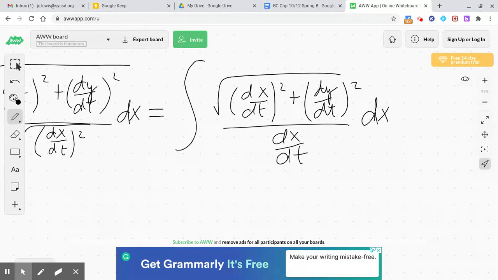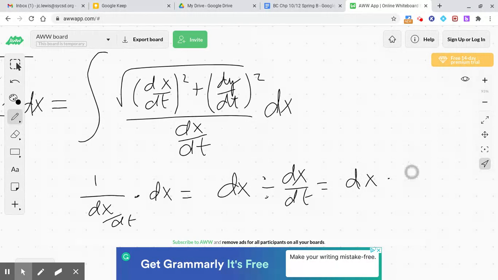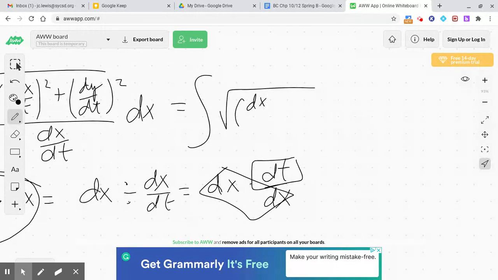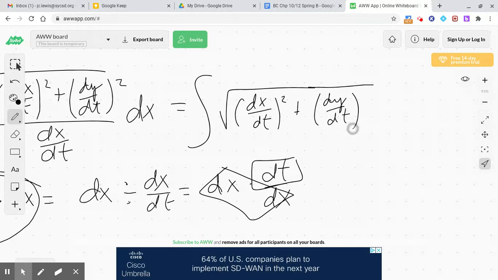Well, if I have dx out here, and I really have 1 over dx/dt times dx, that's the same thing as saying dx divided by dx/dt. That's the same thing as writing dx multiplied by the reciprocal to divide, dt/dx. Giant one, see you later. So this original multiplication can be rewritten as just dt, which means my integral is really the square root of dx/dt squared plus dy/dt squared, dt. And there you go.